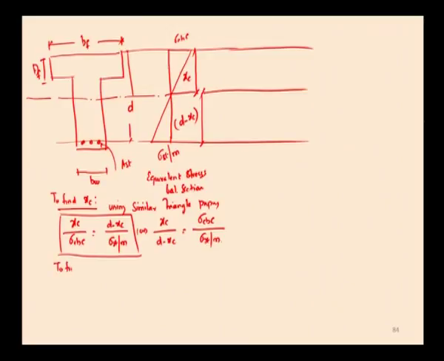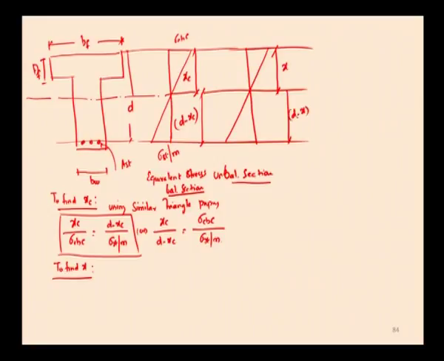Now, we need to find the actual depth of neutral axis for the section. So, here I am taking the equivalent stress diagram for an unbalanced section. This is for the balanced section, this is for the unbalanced section. I am taking x as the depth of neutral axis, and this will be d minus x. When the neutral axis lies outside the flange, the portion above the neutral axis is divided into two portions: one is the flange portion, and the other is the remaining web portion.